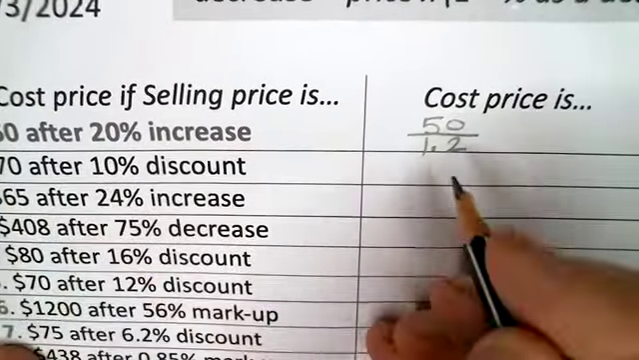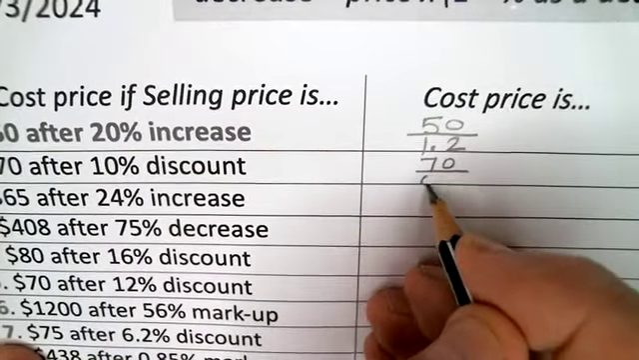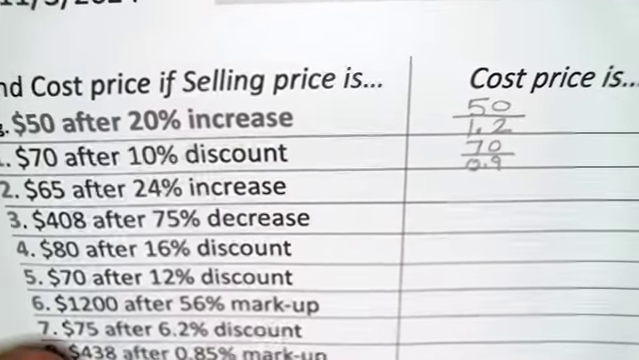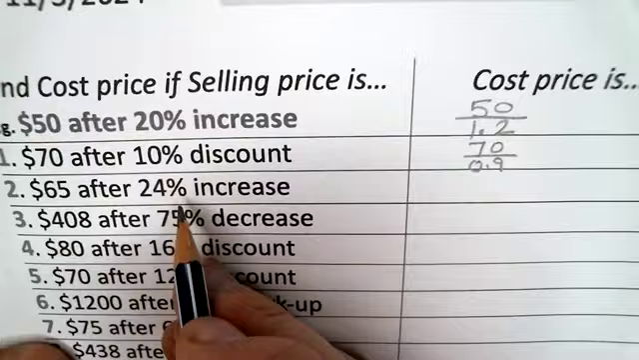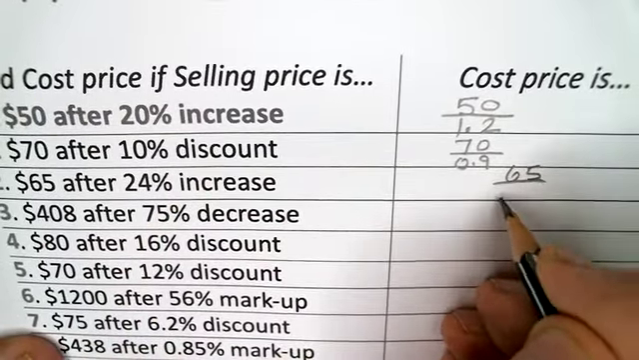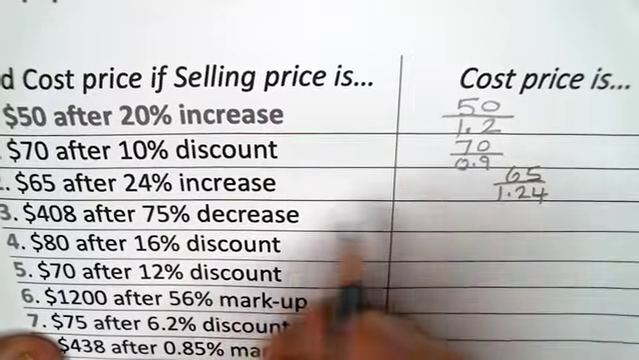70 after a 10% discount. A 10% discount would be times 0.9. Again, if you don't understand how that came about, you're looking at the wrong video. 65 after a 24% increase: 65 divided by 1.24, because it's an increase of 24.